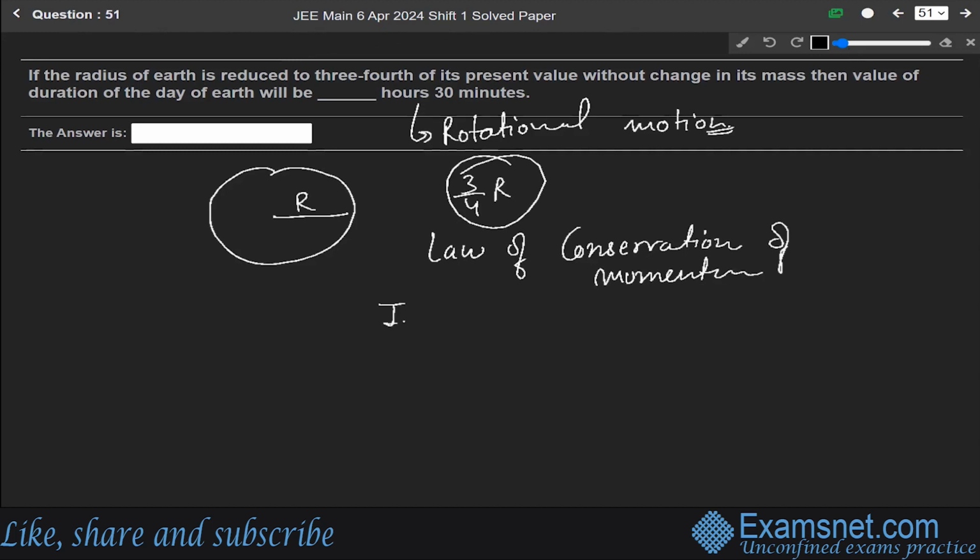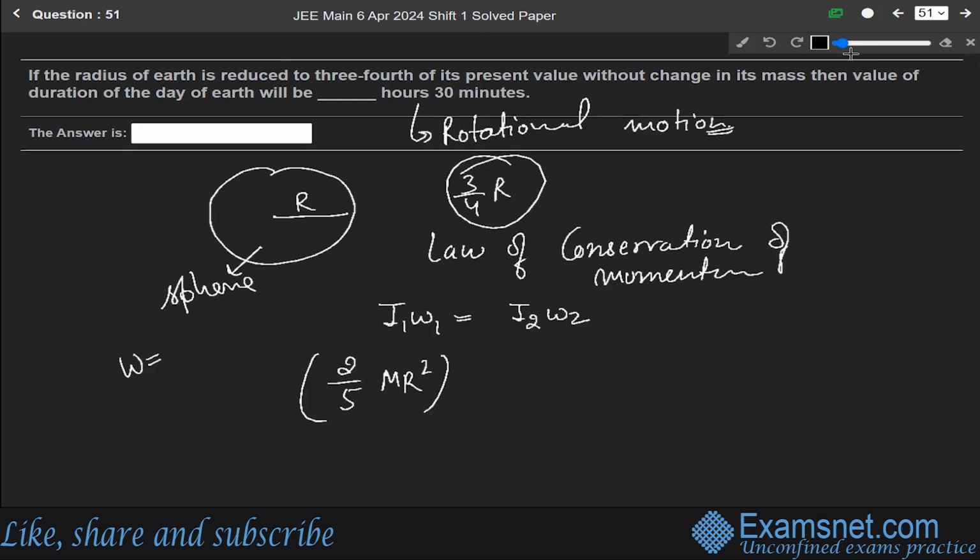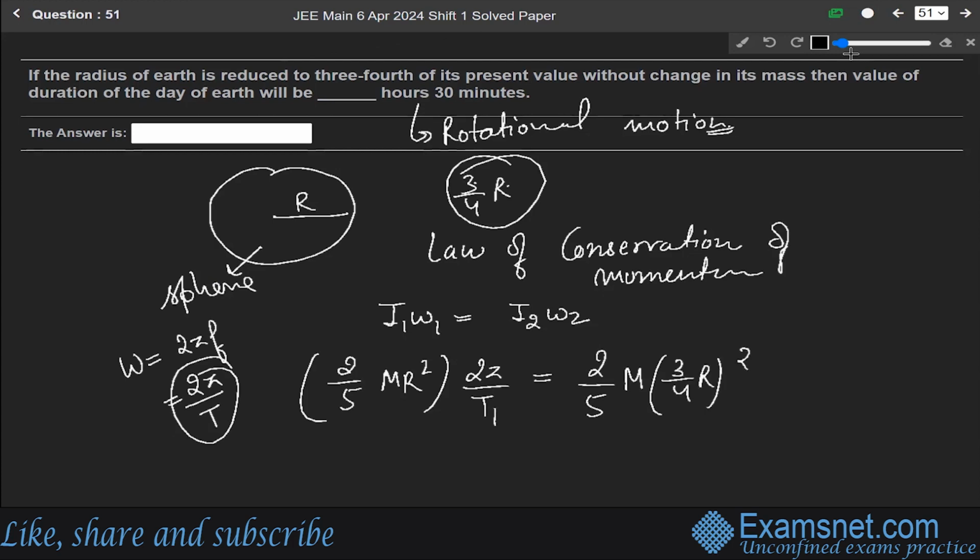So I1 omega 1 will be equal to I2 omega 2. Since it is Earth, it is kind of a sphere. For a sphere, the moment of inertia is 2 by 5 MR squared. So 2 by 5 MR squared into omega. We know that omega equals 2 pi f, and frequency is the inverse of time. So in place of f, we can write 1 over T. So omega 1 is 2 pi over T1. It will be equal to, again it is a sphere, so 2 by 5 M, and R is now 3 by 4 of R, (3 by 4 R) whole squared into 2 pi over T2.